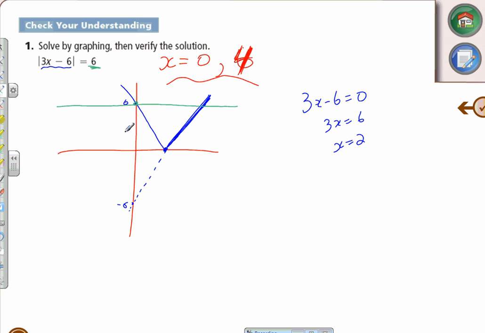So two intersection points. First intersection point at 0. Second intersection point would end up being at 4. So manually graphing, that's how you would find the two answers.